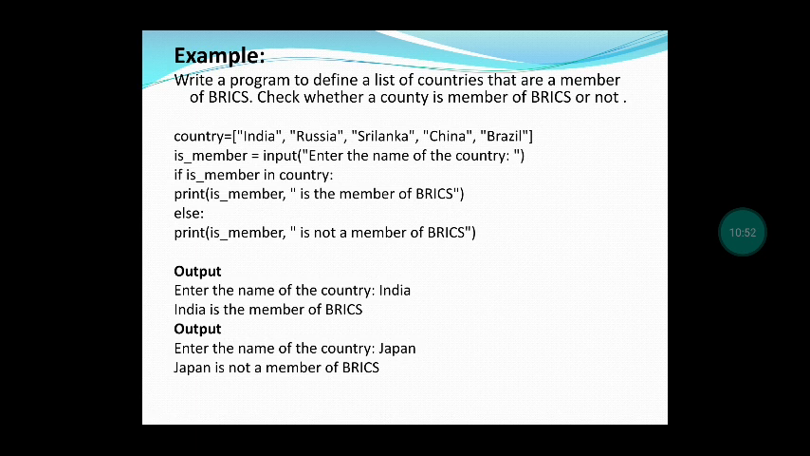And the second input we are giving as Japan. It checks whether Japan is available in the list. Japan is not available in the list. So we are getting the output Japan is not a member of BRICS. Let us see another example.